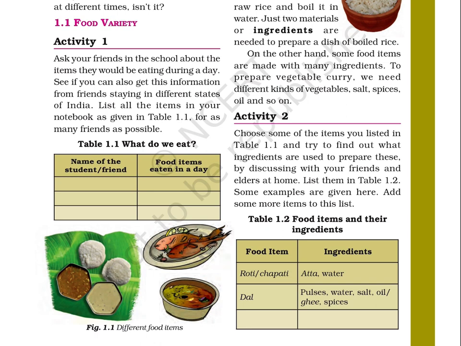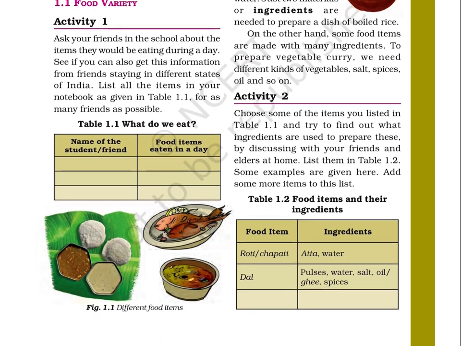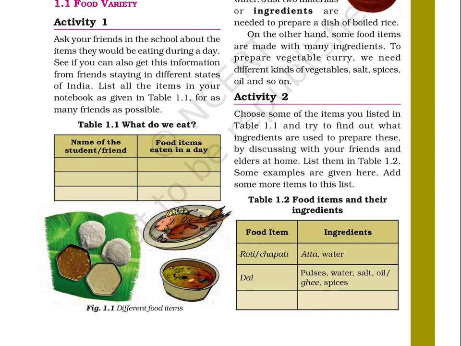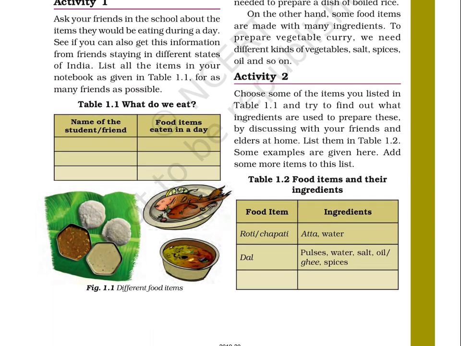Column 1 Name of the student or friend. Column 2 Food items eaten in a day. Figure 1.1 Different food items. In this figure, various food items are shown. Idli sambar with chutney, fish and dal. There seems to be so much variety in the food that we eat.